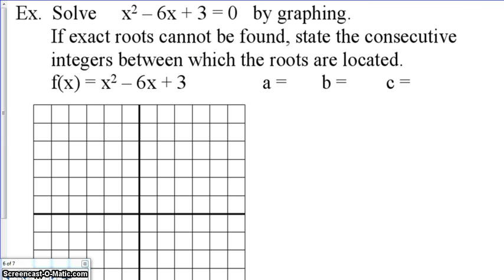Moving on to the third example, we're going to solve this quadratic equation by graphing. Remember, if exact roots cannot be found, state the consecutive integers between which the roots are located. So I do not want you to estimate where your roots would be located. We want to state the integers between which the roots are going to be located. We'll get to that in a minute, but let's pull out our A, B, and C values since our equation is already in the correct format.